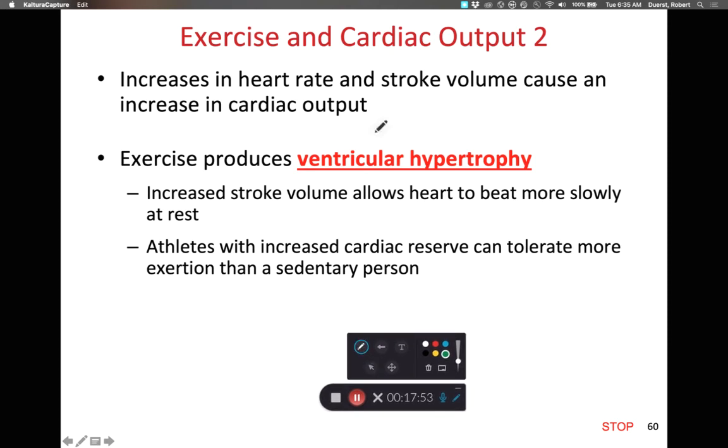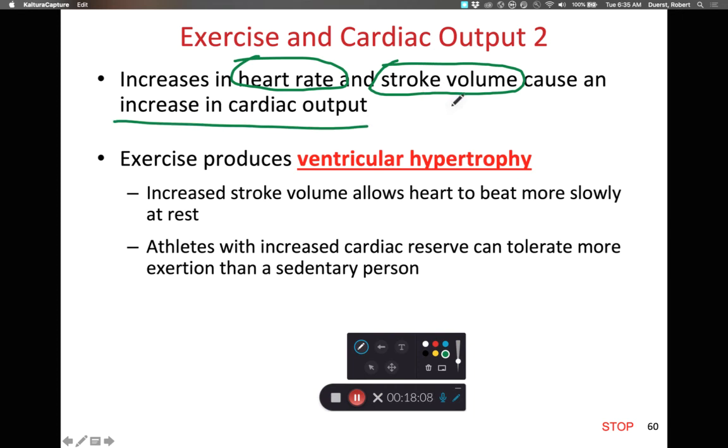So as we look at exercise and cardiac output, as heart rate goes up, so the frequency of contractions goes up, and stroke volume goes up, the amount of blood ejected per contraction, we're going to have an increase in cardiac output. I mean, this is a wonderful equation. It's super simple and straightforward. Cardiac output equals heart rate multiplied by stroke volume. Boom, bada bing, bada boom, memorize that equation. I circled it and started on a previous recording.